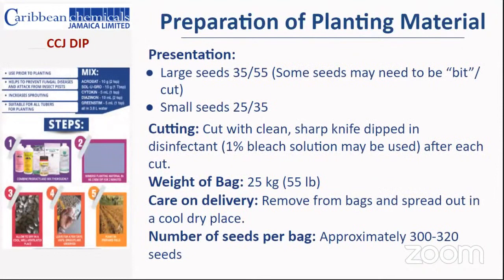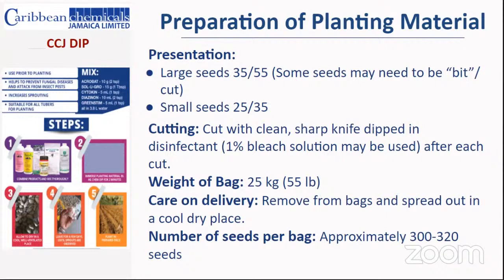In terms of your seeds, typical large seed for farmers would be a 35-55 mm seed. These may need to be bit or cut. In cutting them, you need to ensure that you use a clean, sharp knife or scalpel, and after each cut, in each potato, you dip it in a 1% bleach solution. This is because the potatoes, as much as they are screened and tested for any potential disease presence, some may slip through the cracks and have a disease. So you don't want to be cutting and spreading the disease from one potato to another. However, at the later part of the year, you might have the small seeds that are 25-35 mm. These would not need to be cut. These could be planted whole.